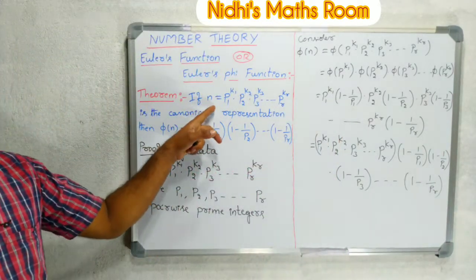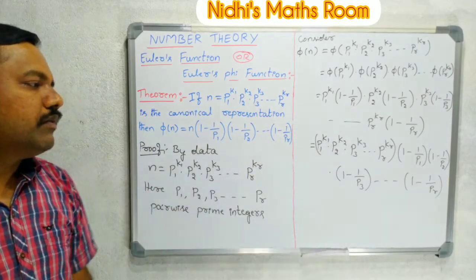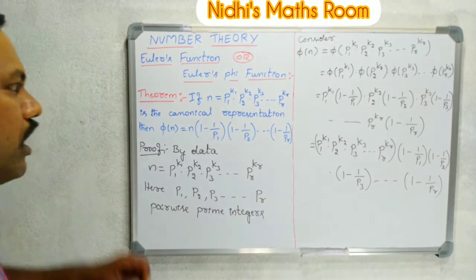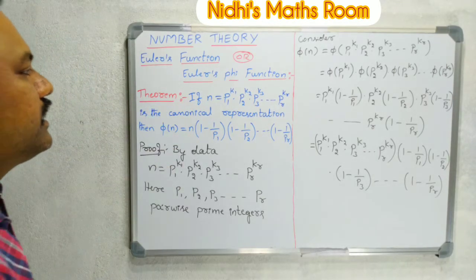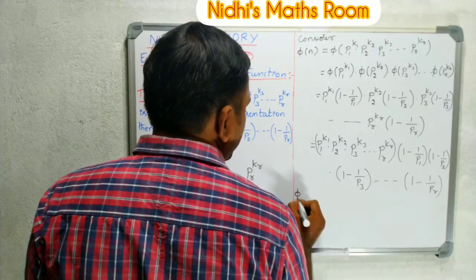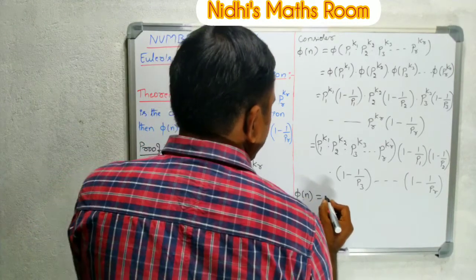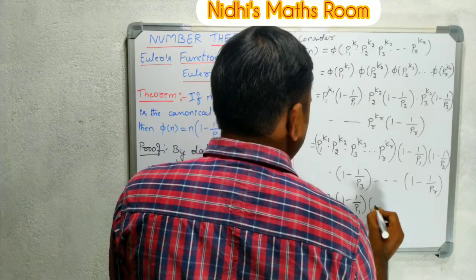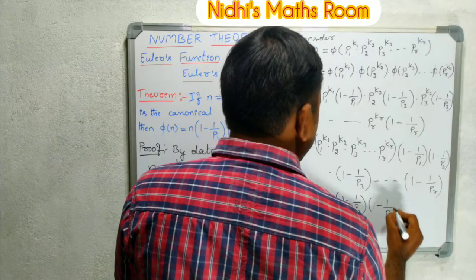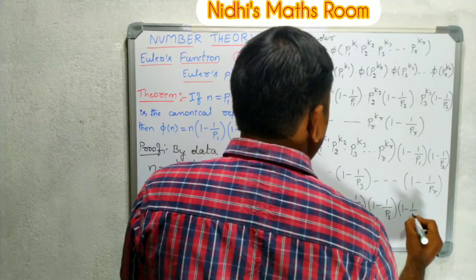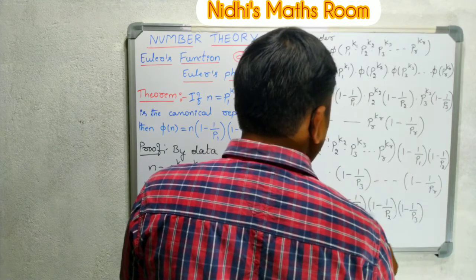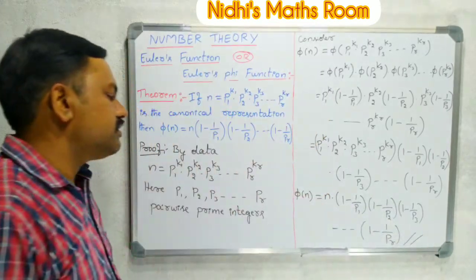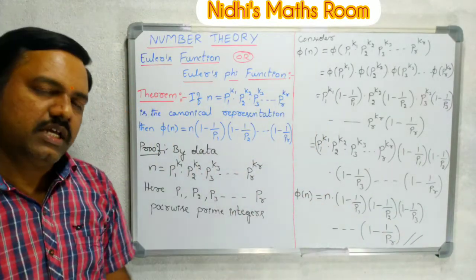In the statement itself, p1 to the power of k1, p2 to the power of k2 into p3 to the power of k3 so on pr to the power of kr can be written as n. Therefore phi of n is equal to n into 1 minus 1 divided by p1 into 1 minus 1 divided by p2 into 1 minus 1 divided by p3 so on 1 minus 1 divided by pr. Hence the result. This is the proof of the given theorem.